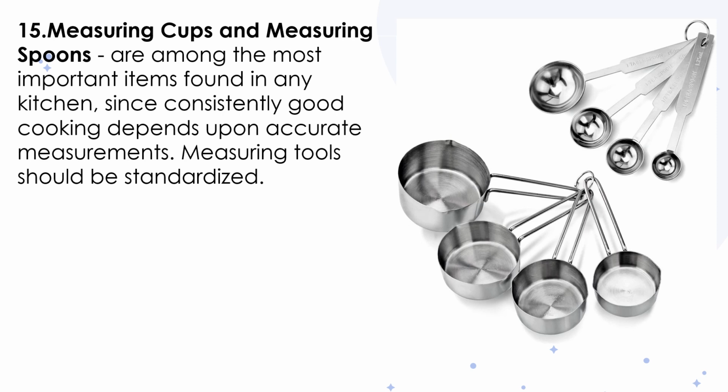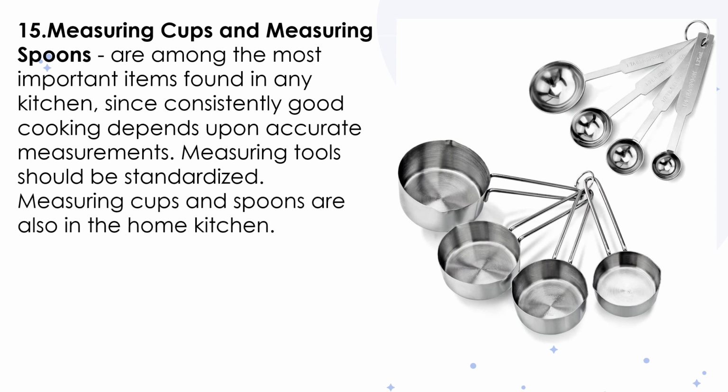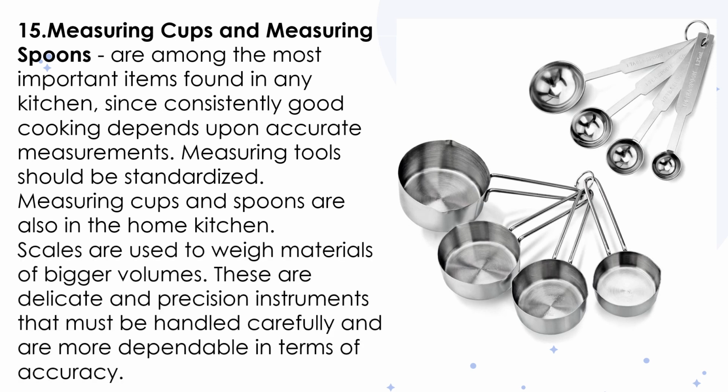Measuring cups and measuring spoons are among the most important items found in any kitchen, since consistently good cooking depends upon accurate measurements. Measuring tools should be standardized. Measuring cups and spoons are also in the home kitchen. Scales are used to weigh materials of bigger volumes. These are delicate and precision instruments that must be handled carefully and are more dependable in terms of accuracy.